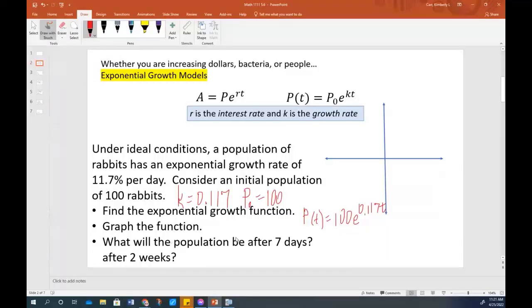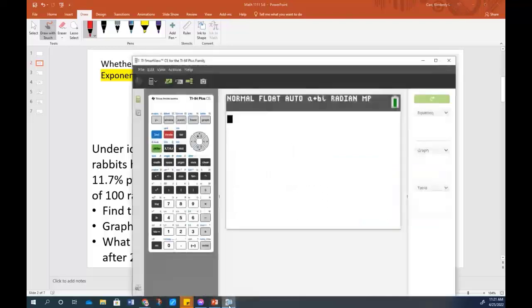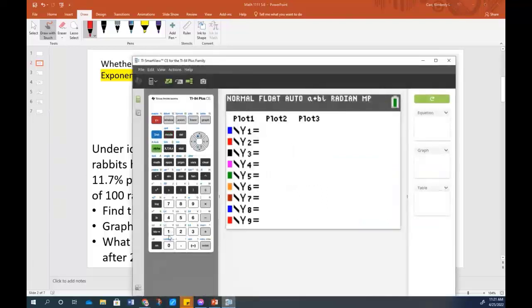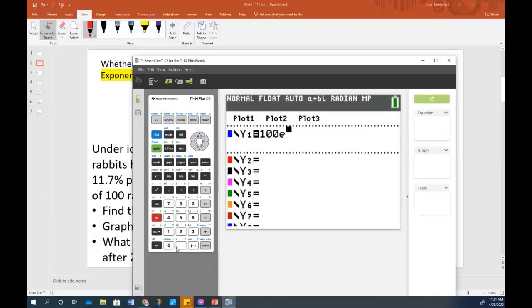We're supposed to graph the function. All exponential growth always looks like that curve going up, but because we're going to use this formula to do some other questions, I'm going to go ahead and bring up the calculator. Under y equals, I can type in that 100 times e, that's second ln, raised to the 0.117. Of course, my function had a t, but I'm just going to use an x. The calculator doesn't care what the variable is. And then I'm going to hit graph.